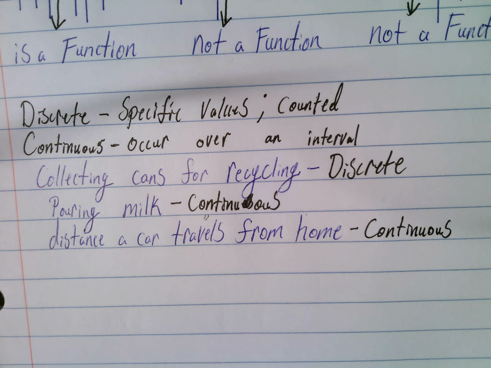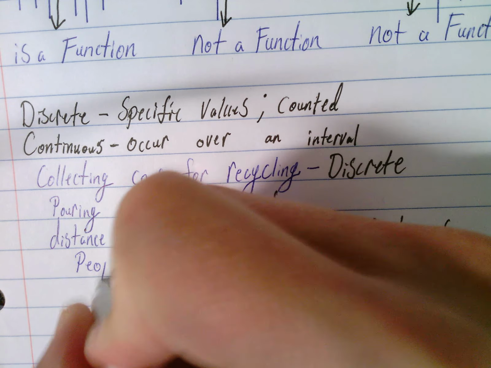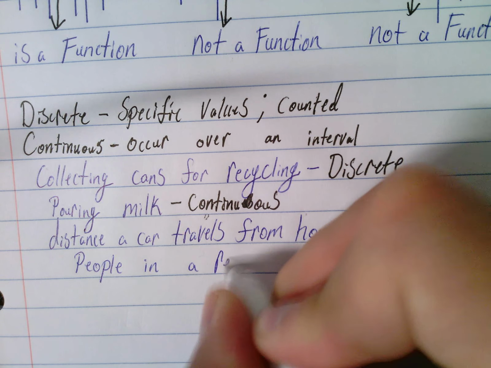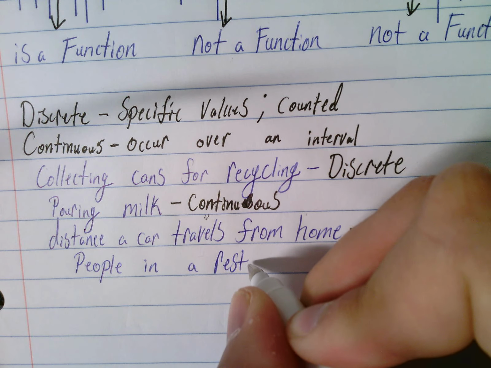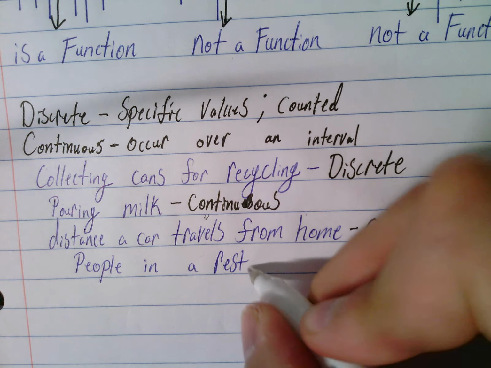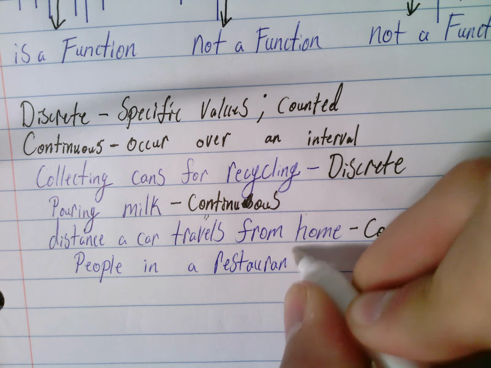And let's do one more here. The number of people in a restaurant. People in a restaurant. And let's make sure I spell restaurant right. Restaurant. I always forget to put the A in there.